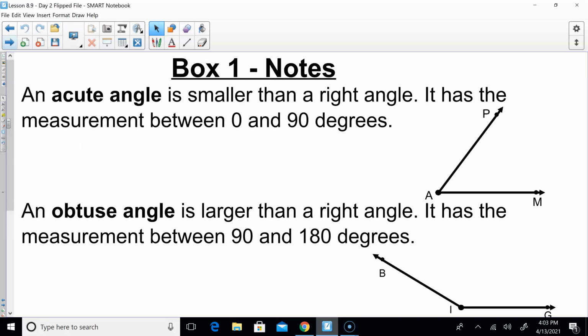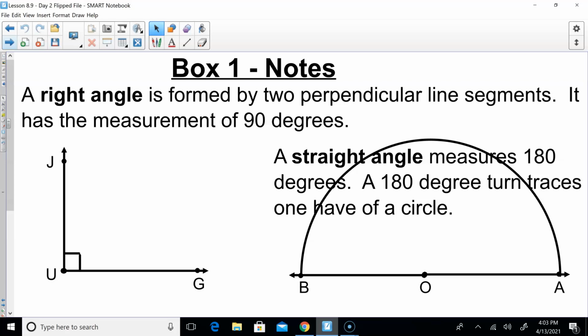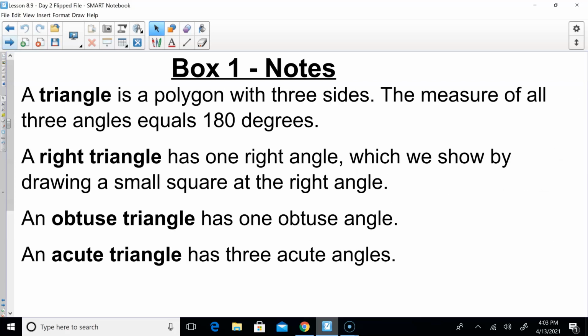So we have some good review notes. You have to write these down because you probably have seen these over and over. You're like, Mr. Kamen, we know already, but the more we hear them, the more they get stuck and the more math vocabulary we start to increase. So we have an acute angle, 0 to 90, an obtuse angle, 90 to 180, a right angle is exactly 90 and a straight angle is exactly 180.